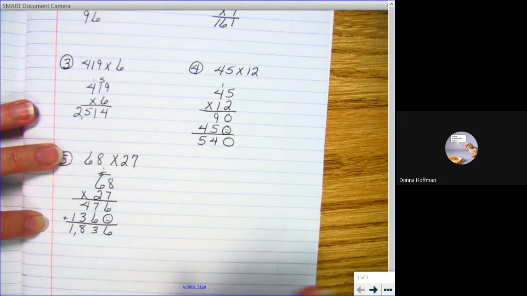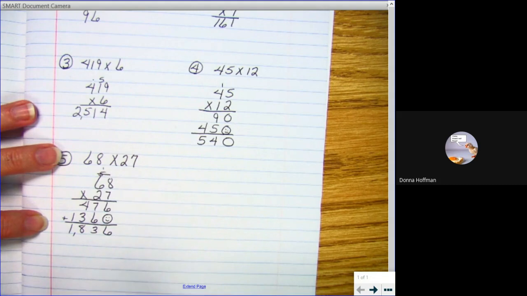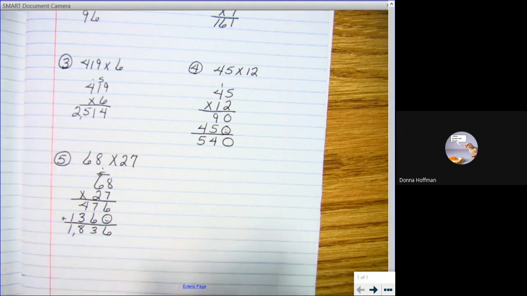If you're not sure how to multiply a 2 by 2, there are a gazillion videos out there. Math Antics has really good videos to help you multiply multi-digit numbers by multi-digit numbers.